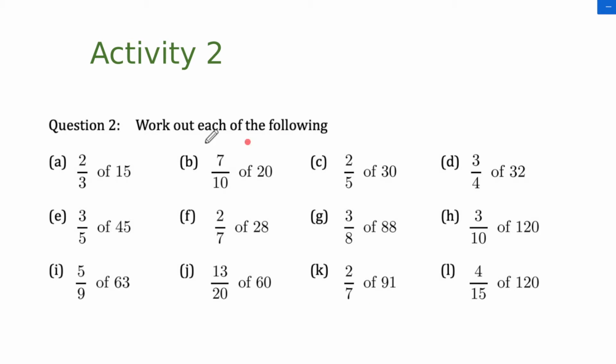Okay, right, so here's the second activity. It's very straightforward. What you need to do is what you've done before. You take 15, divide by 3, and then you times by the top. So this should be 15 divided by 3 times by 2, and that should give you 10. Then you do the same on the next one. You divide by the denominator and times by the numerator.